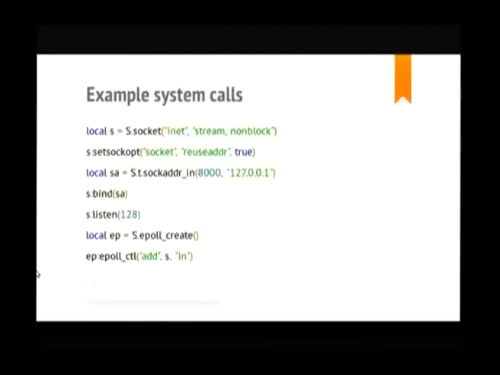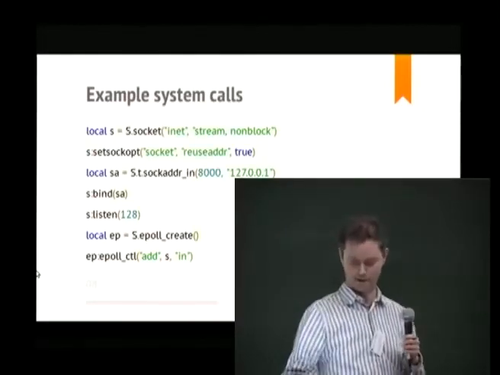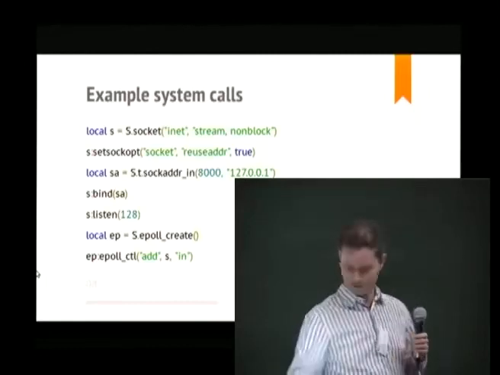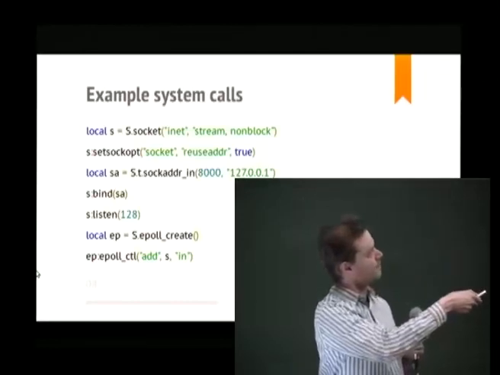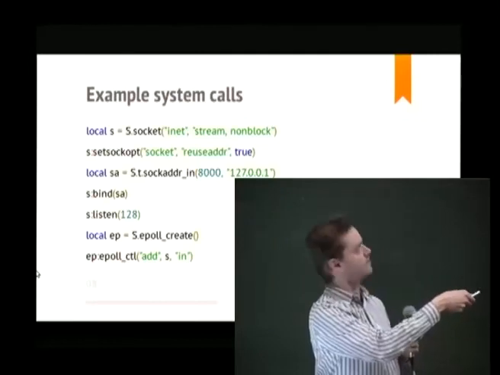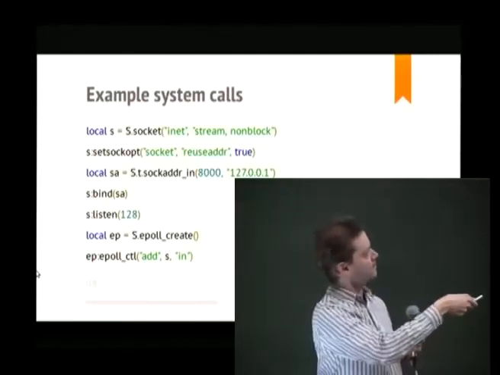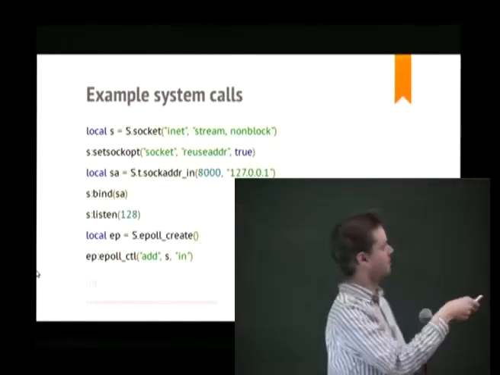So here's a simple example of basically creating a socket, setting a socket address, binding to a port, listening on it, and then feeding it into an epoll so you can listen for events on it later. So as you can see, you can use strings for your flags, so it understands which flags are supposed to be in which place. So these are the C flags that you'd use. And you can just use commas instead of having to do bitwise or on the flags.